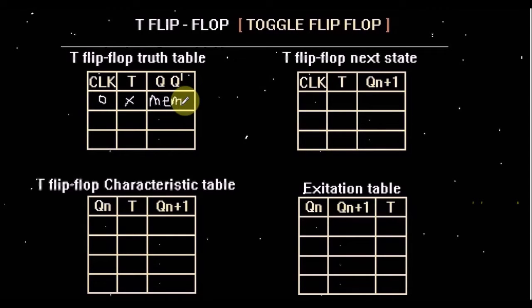When clock is 1, there are two possibilities of T. T can be 0 or it can be 1. Now if T is 0 at the time, Q and Q prime will be in memory mode. And if T is 1, Q and Q prime will go in memory prime mode, or a toggle.